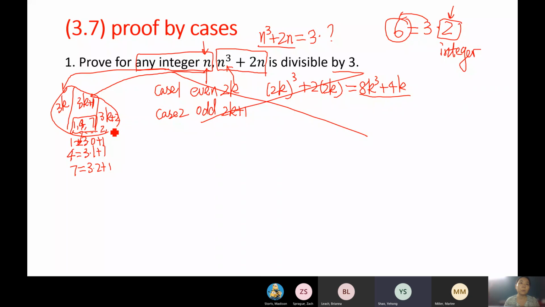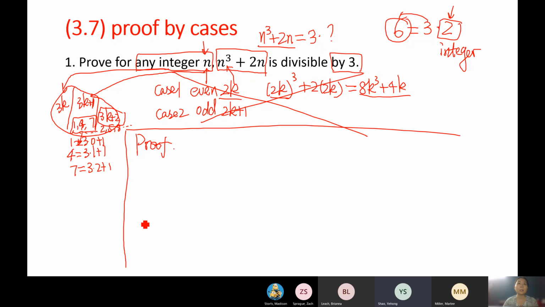And similarly, we have 2, 5, 8. These integers can be written as 3k plus 2. That's why, usually after you do a few practice problems, you will get the idea. If you want to factor out 3 from that expression, when you do 2 cases, you're only going to get a 2 or 4. It's not going to get you a 3. So probably we have to do 3 cases. In the worst case, you tried 2 cases, it didn't work, and that's when you realize we've got to try 3 cases. All right, so here I'm going to write down the proof.